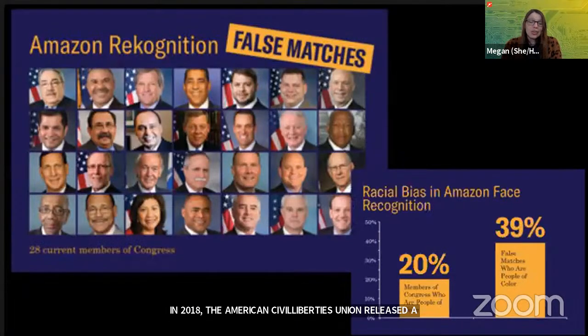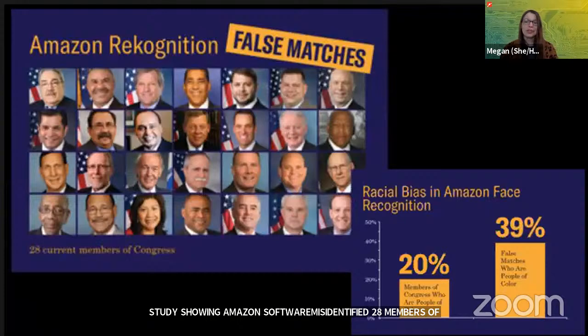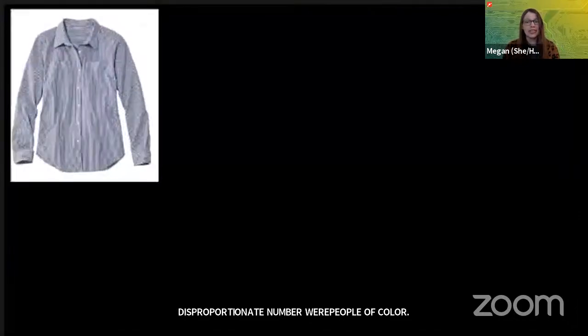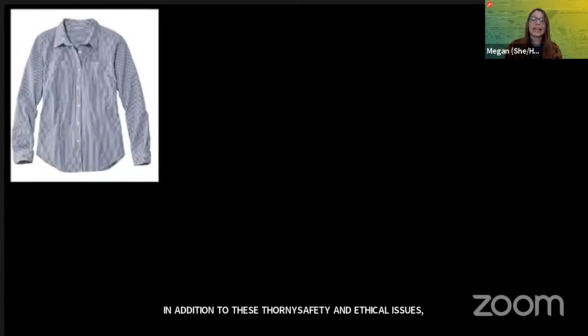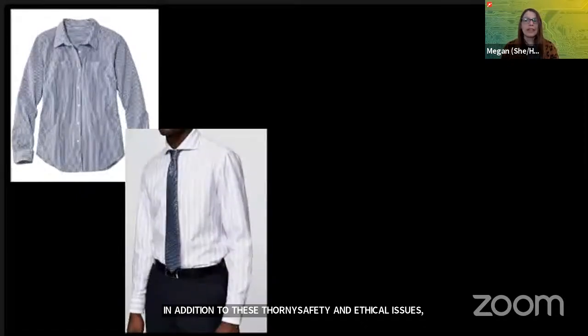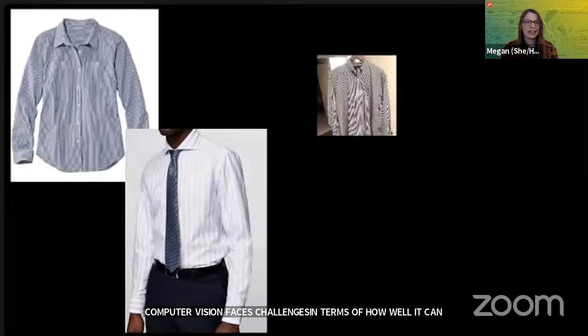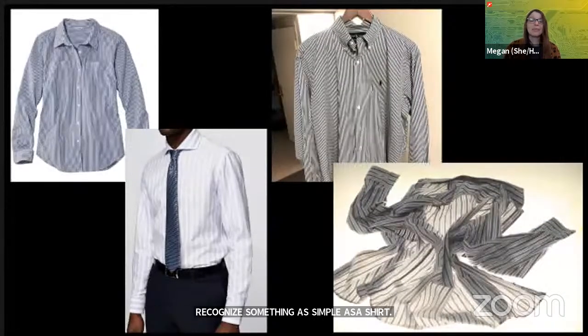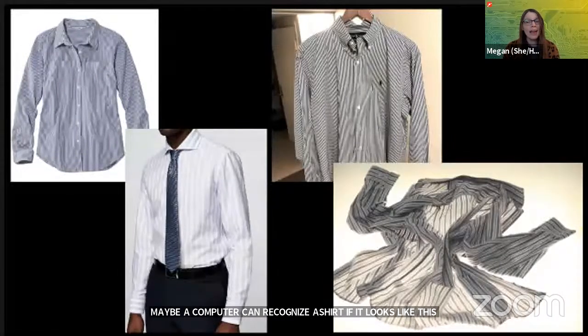In addition to these thorny safety and ethical issues, computer vision also faces challenges just in terms of how well it can recognize something as simple as a shirt. For example, maybe a computer can recognize a shirt if it looks like this or this, but what if it's on a hanger like this or crumpled on the floor like this? These kinds of programs are only as good as the set of examples they're trained on, and they're a long way yet from being able to deal with the messiness of the real world.